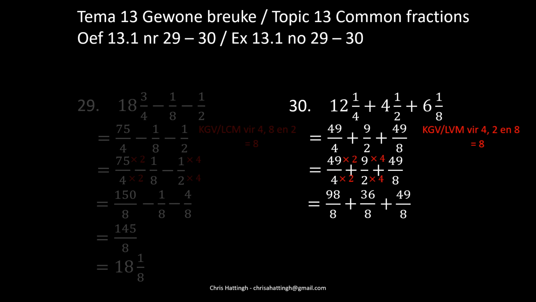And the last one will stay the same. So add the 98 plus the 36 plus the 49 and you'll find 183 over 8. Convert it to a mixed number and you'll find 22 and 7 over 8.